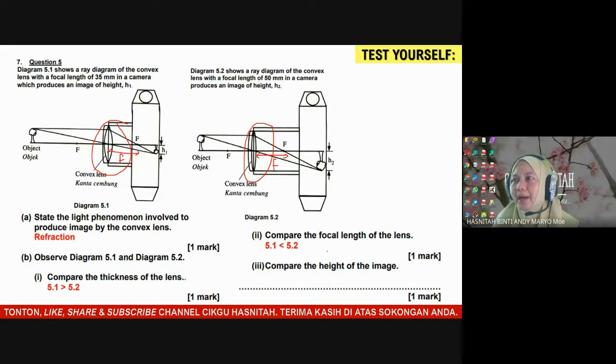Then compare the height of the image. Obviously H2 is greater than H1. So you can say the image in diagram 5.2 is greater than 5.1, or the other way around, 5.1 is less than 5.2.